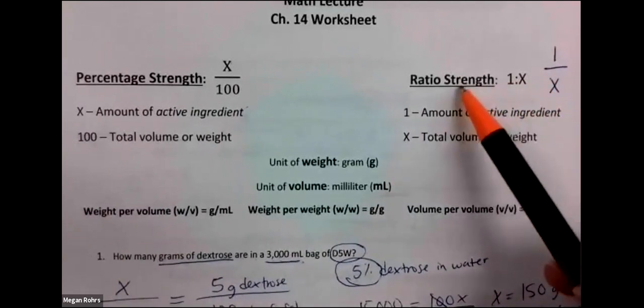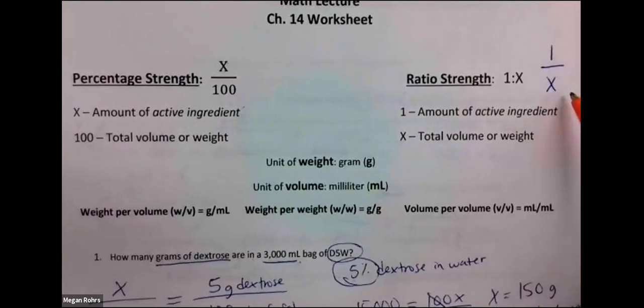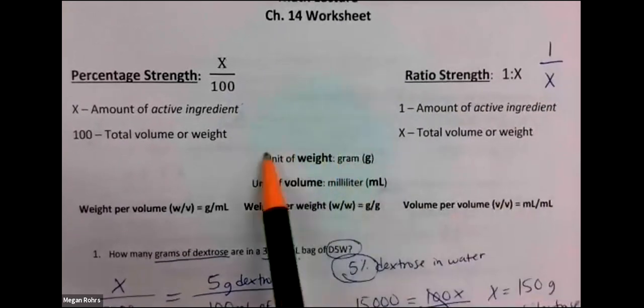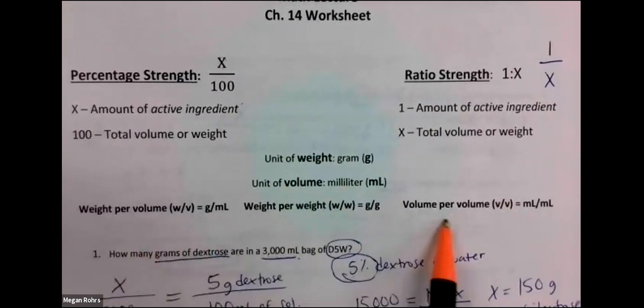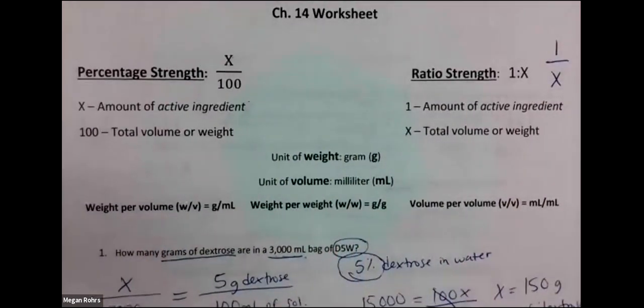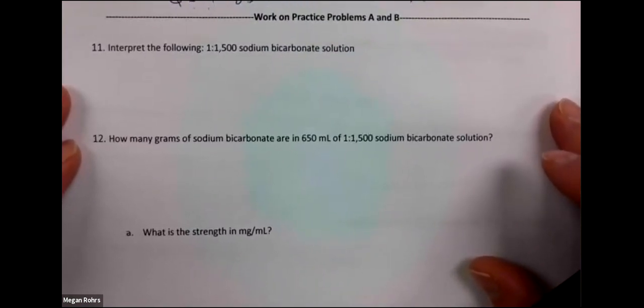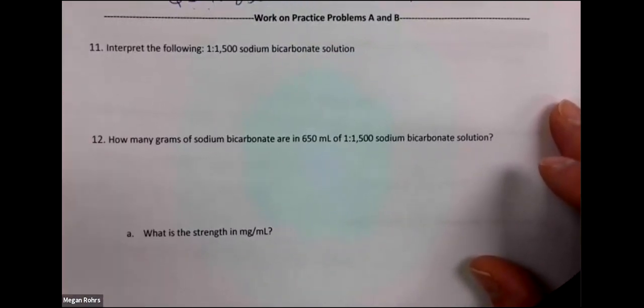Now, x in ratio strength is not always going to be 100, so this will be different, okay? However, our units are the same. We're still using the same types of medication. So let's take a look at number 11 on the worksheet here. I think it's easiest to just start out here.